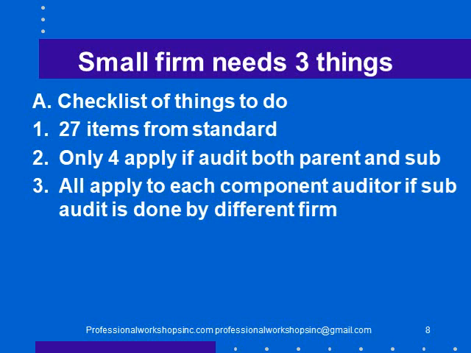Only 4 apply if you audit both the parent and the sub. And they apply to each component auditor if the subsidiary audit is done by a different firm. So if you have 3 components, 3 component auditors, you will need 3 versions of this checklist to make sure you've done everything you need to do with each of the component auditors.